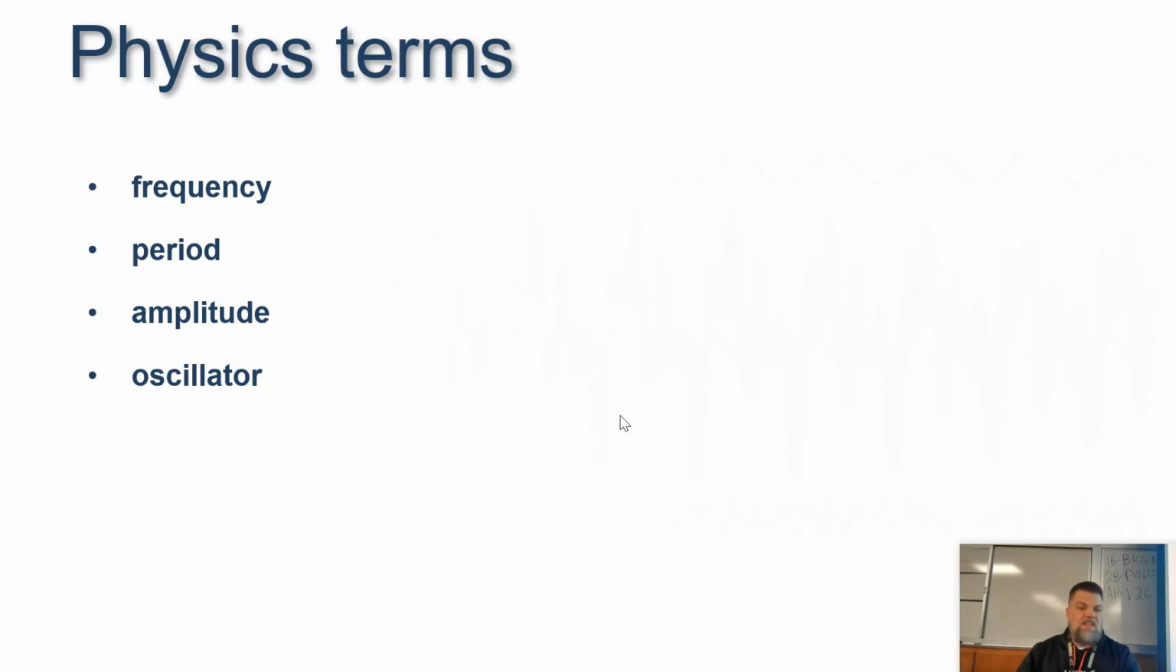So you don't need to write these down. You're going to write them down in the notes anyways, but look for these terms. One is frequency, which some of you probably already know. The other is period, which some of you may already know. The other is amplitude that you may know. And then oscillator. Now, oscillator just means something that has a pattern that repeats.